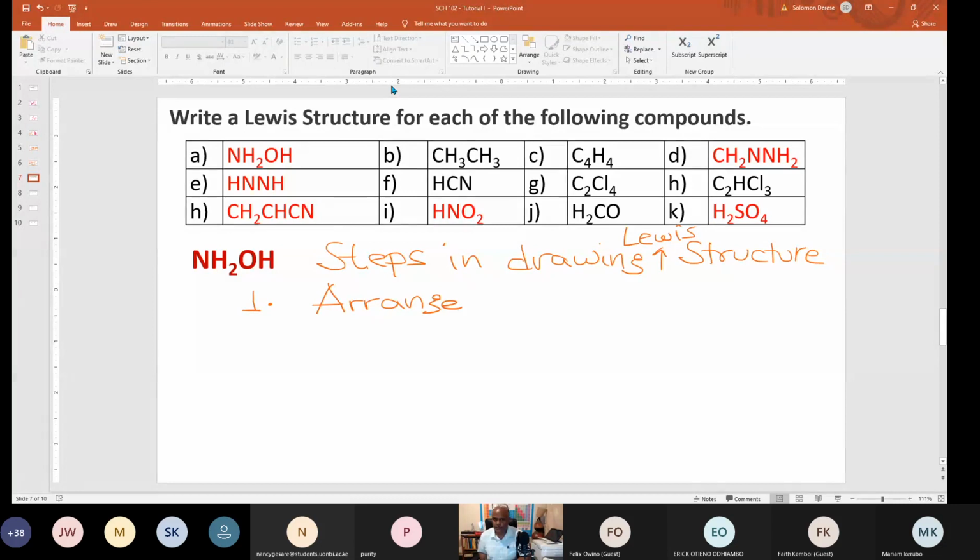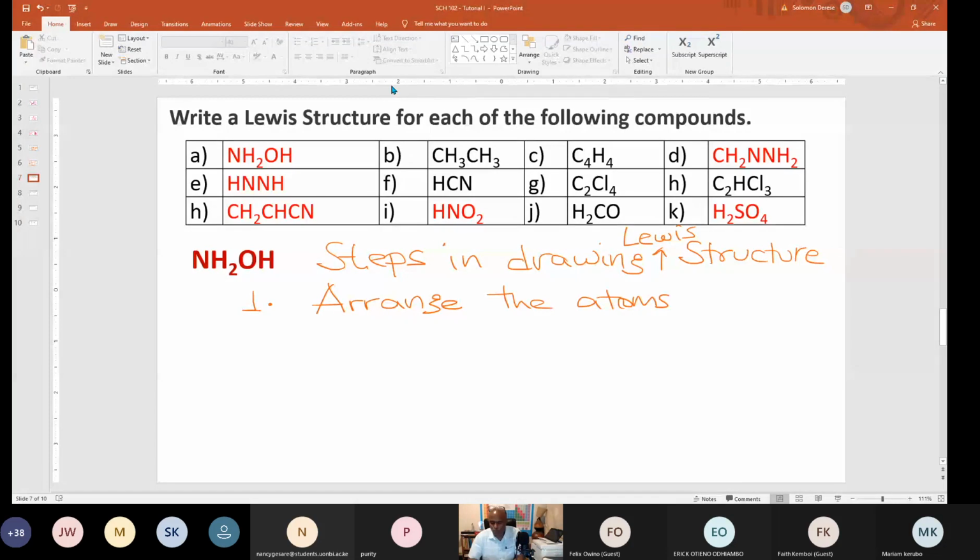Arrange the atoms. So when you are arranging the atoms, of course, we are following some basic concepts. One of the things we know is that hydrogen forms only one bond. Therefore, hydrogen cannot be in the middle. It cannot be at the center. Hydrogen can only be on the outside.